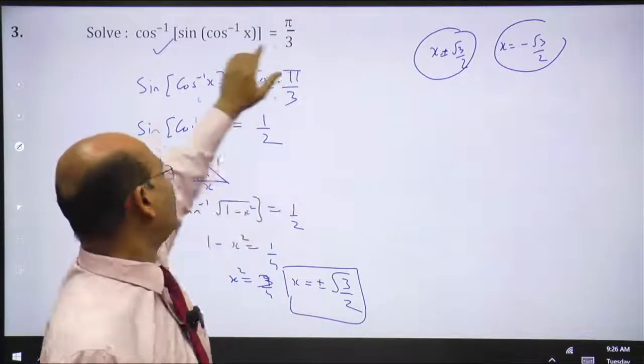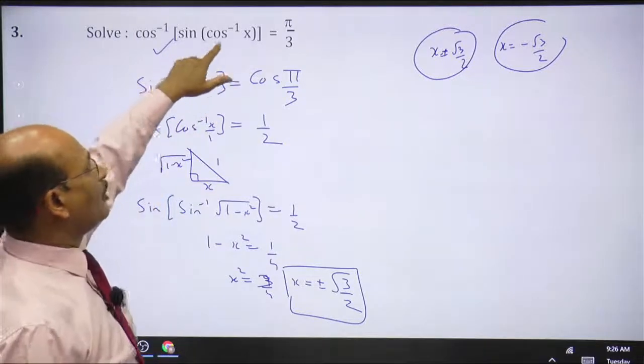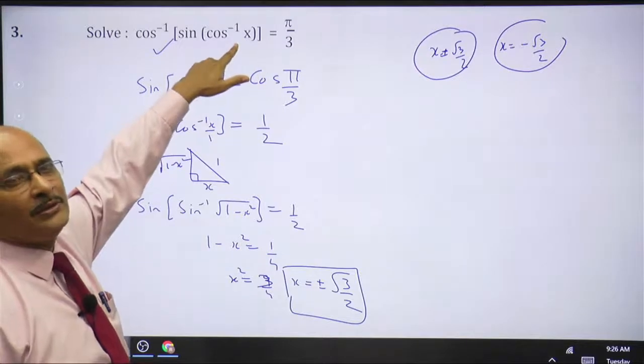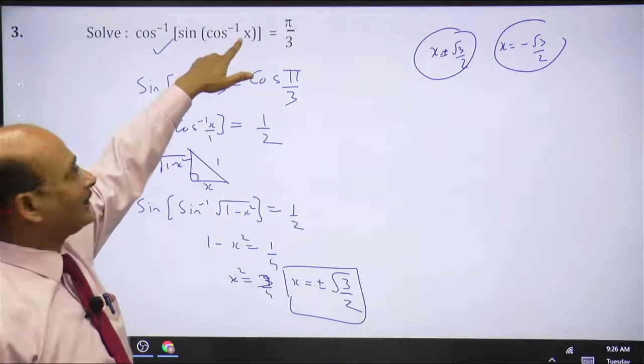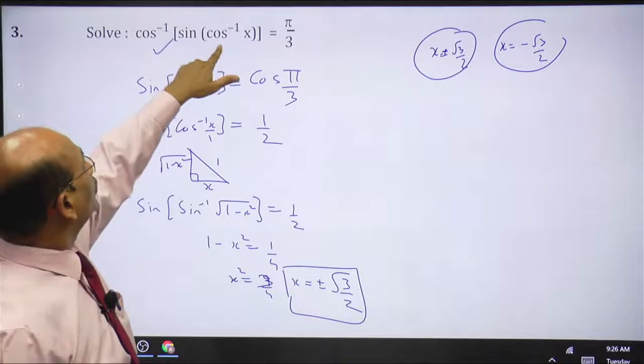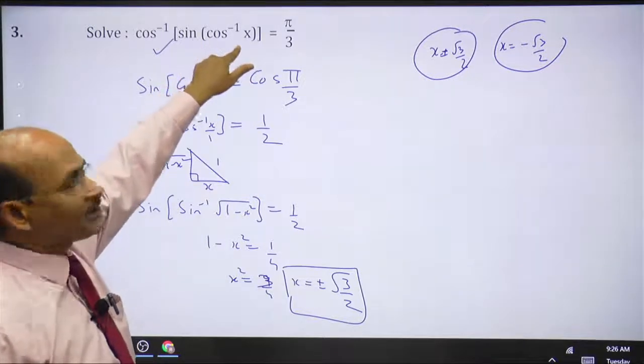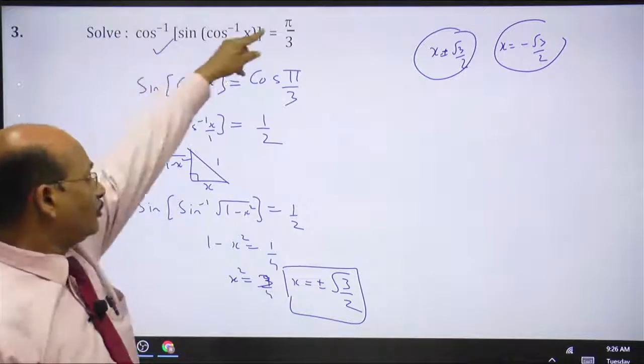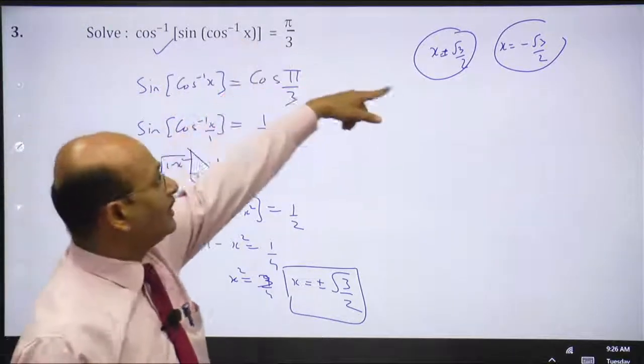I think both are satisfying, because cos inverse of root 3 by 2... Now root 3 by 2 is nothing but what? Pi by 6, that is 30. So this is sine 30. Sine 30 is 1 by 2. Now cos inverse 1 by 2 is pi by 3. That's true. Similarly here also, with the minus.